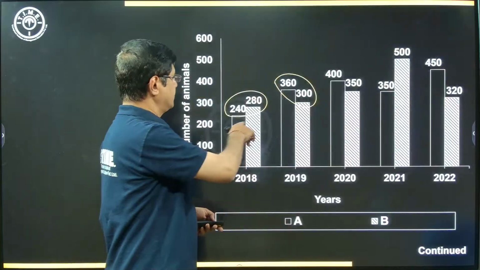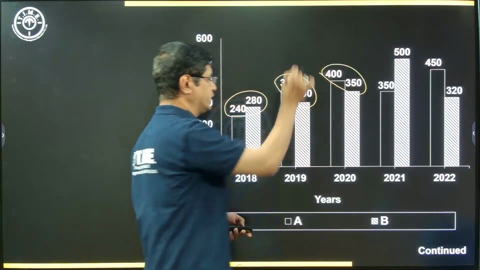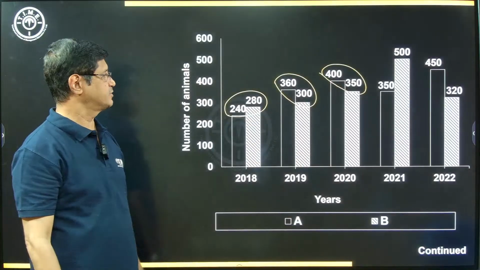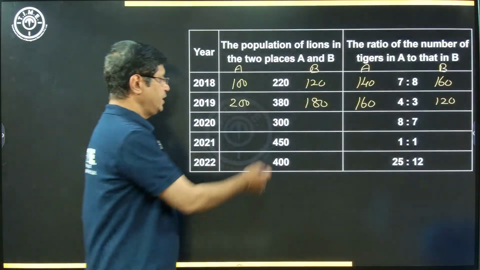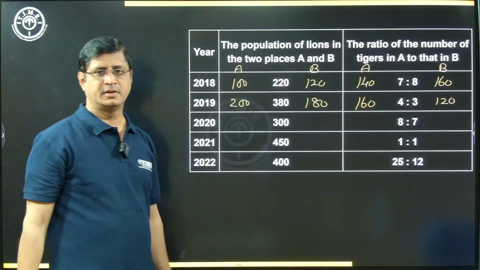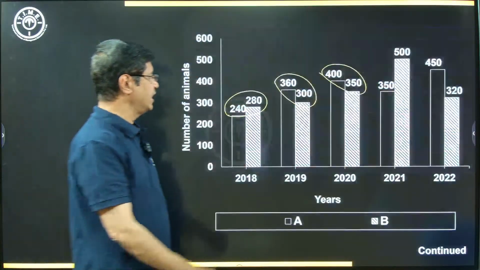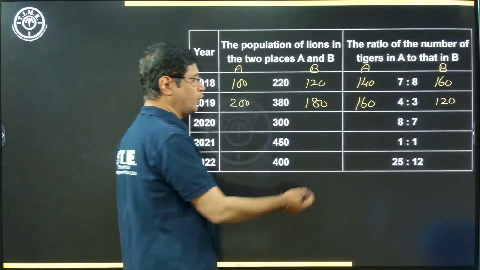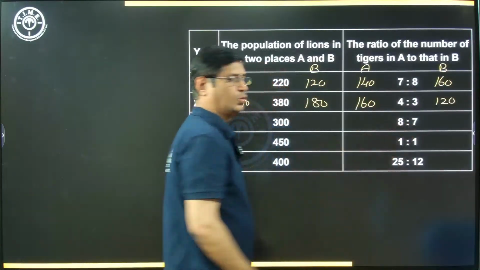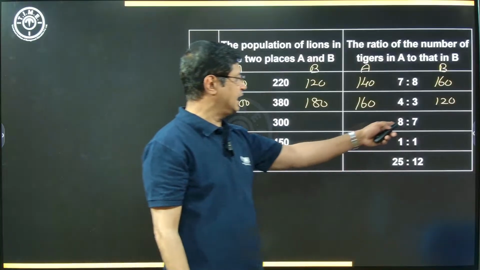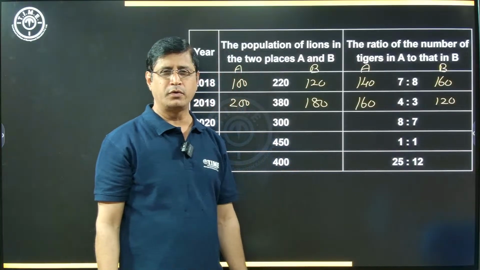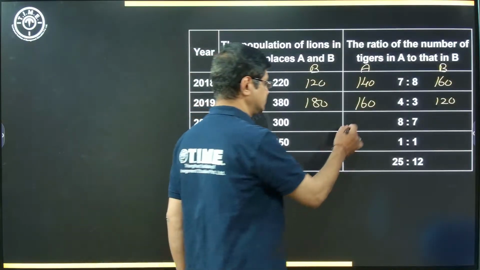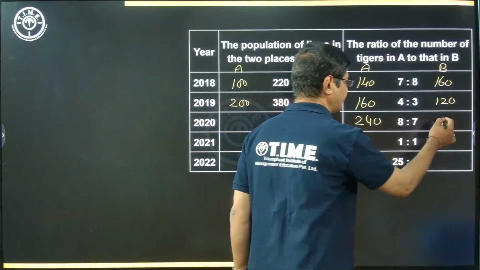Now, the sum of these two for 2020 is 750. Total number of lions and tigers from both the places. 750. Here 300, only lions. 750 minus 300. What is the result? 450. So 450 divide based on this ratio. 450 by 15 means 30. One part is equal to 30, means 30 into 8, 240, and here it is 210.